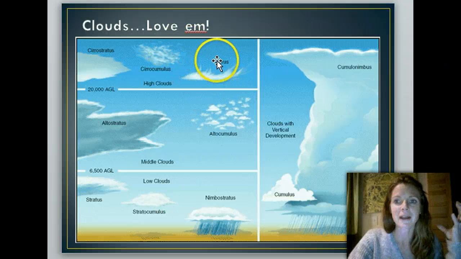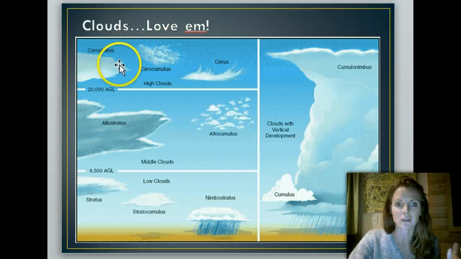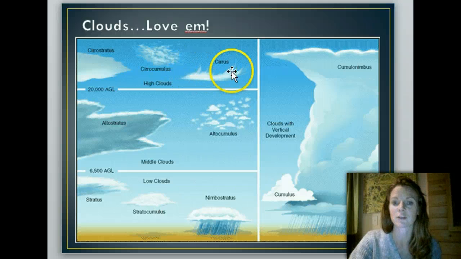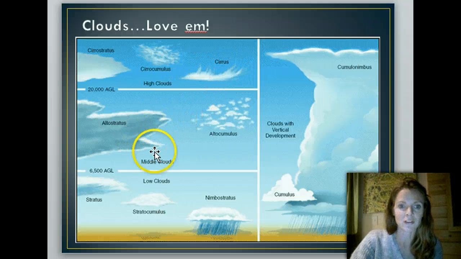When you're this high up in the atmosphere, these are all ice crystals, okay? So there's not a lot of precipitation that is ever going to come from these because they're frozen. They're so high up, it's so cold. Then you notice the middle clouds are going to start with the alto. Alto means middle, so altostratus and altocumulus.